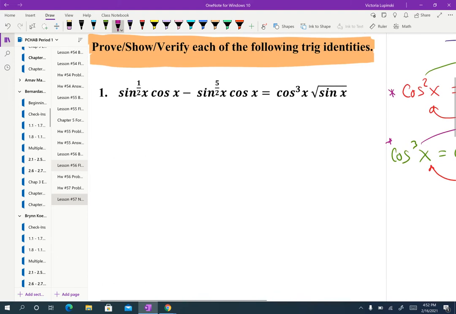Let's go ahead and take a look here at number 1. You're trying to prove the left-hand side is equal to the right side. The truth is that both of those sides don't look great, but I think the left side is going to have a little bit more to do.